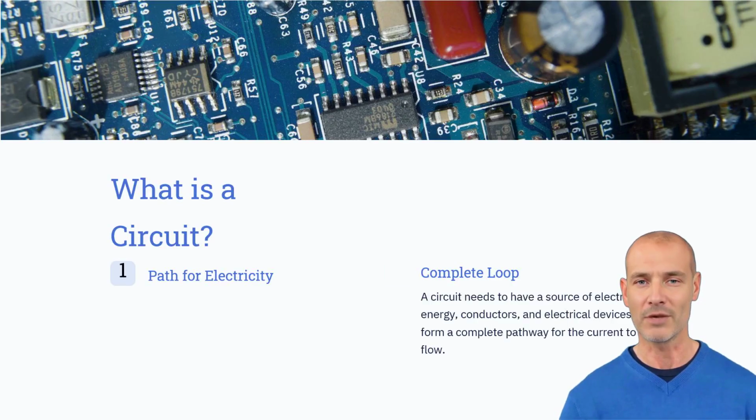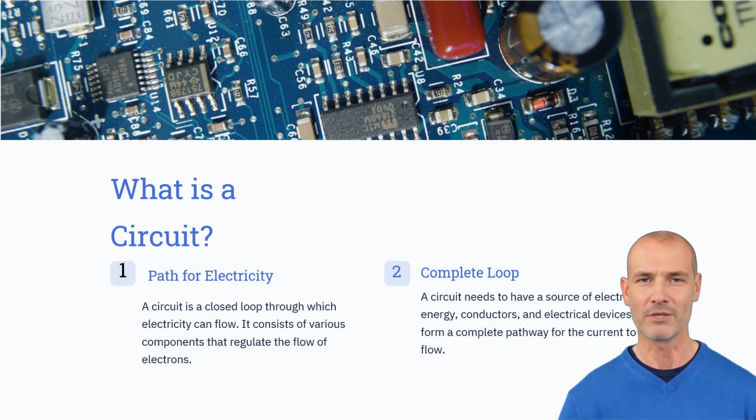A circuit is a closed loop consisting of conductors, electrical energy sources, and electrical devices. For an electrical current to complete its pathway, electrons must flow freely through the circuit. It is a key part of comprehending how electricity functions.